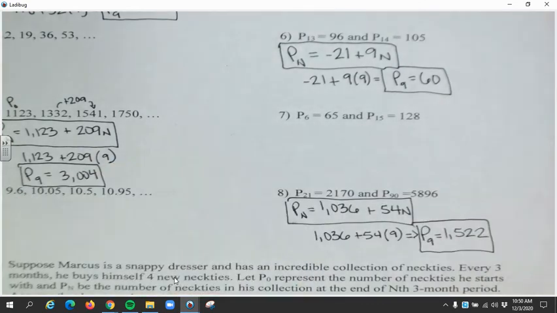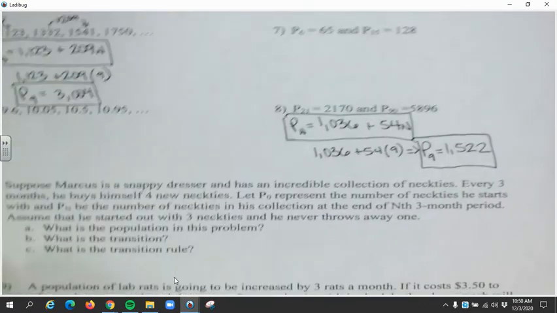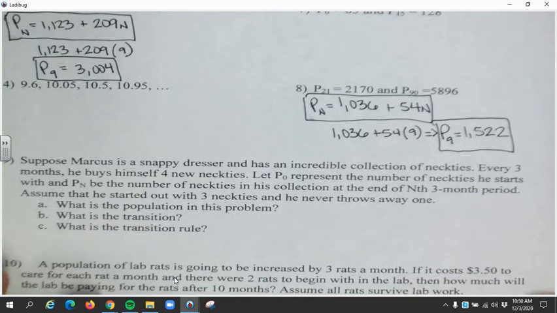Let's look at one of your word problems at the bottom. Let's look at the first story problem with number 9. So here's where you can actually use a question like this, especially when you get to lab populations like number 10, or when you try to predict your sales if you want to own your own business, which I'll try to talk more about in class the next couple days. So number 9, Marcus is a snappy dresser, has an incredible collection of neckties. Every 3 months, he buys himself 4 new neckties.